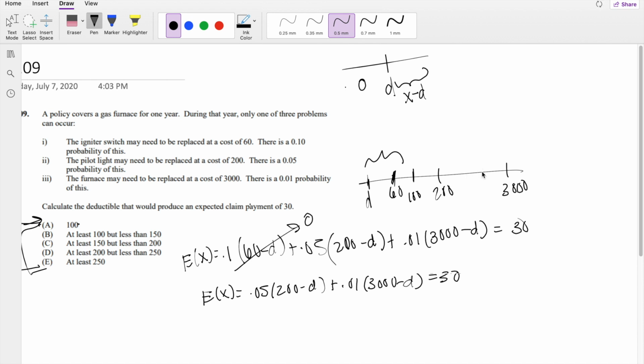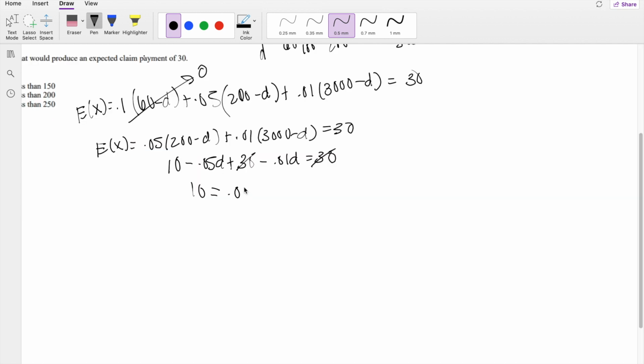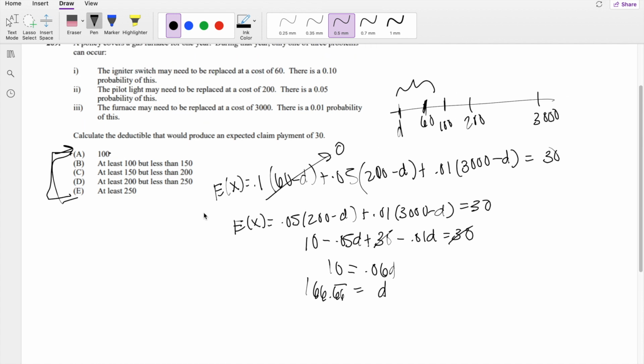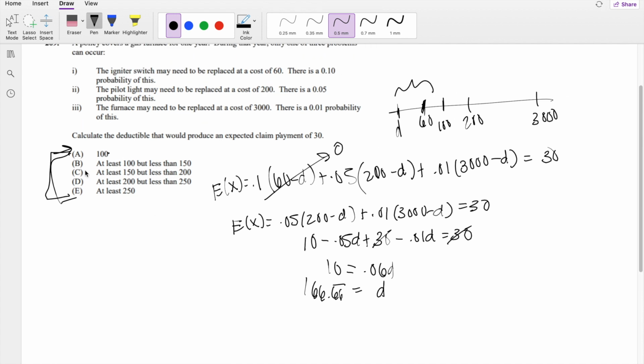So 200 times 0.05 is equal to 10, so you get 10 minus 0.05D plus 30 minus 0.01D is equal to 30. The 30s and the 30s make a 0. I can send this over to the other side: 0.06D equals 10. So D is equal to 166.66 repeating, which is at least 150 but less than 200. Answer C.